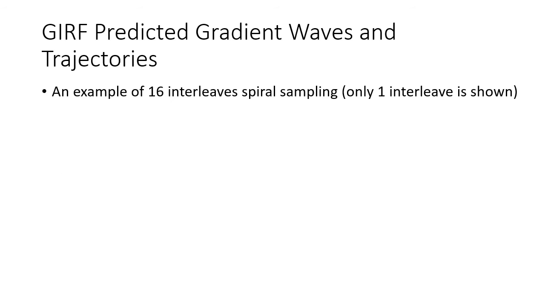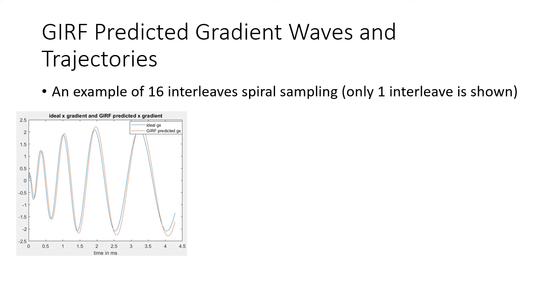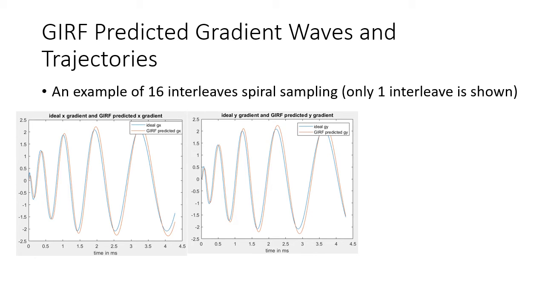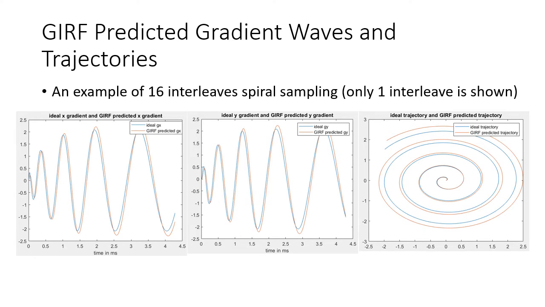Here is an example of 16 interleave spiral sampling. This is GX and GIRF-distorted GX. The red line is the GX, and the blue line is the GIRF-distorted GX, the GY, and the one of 16 interleaves. As we can see, the trajectory changed a lot.